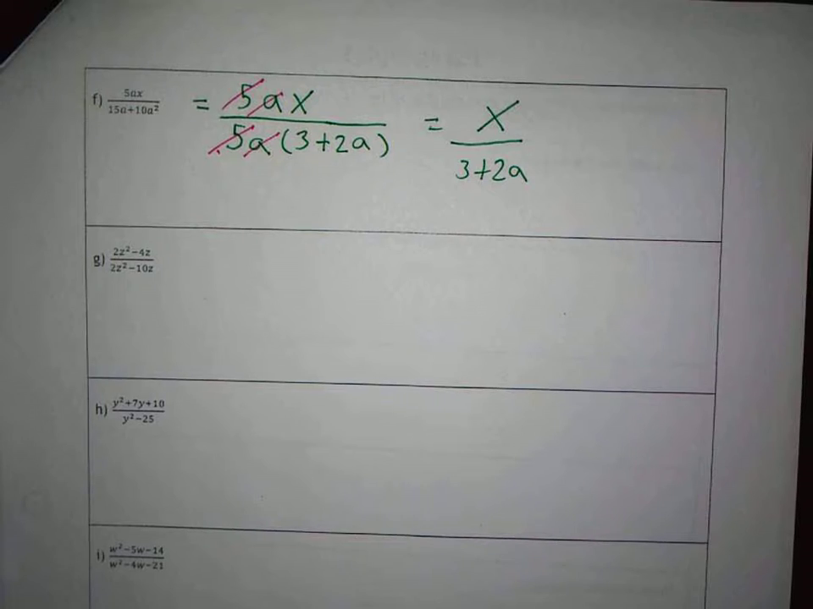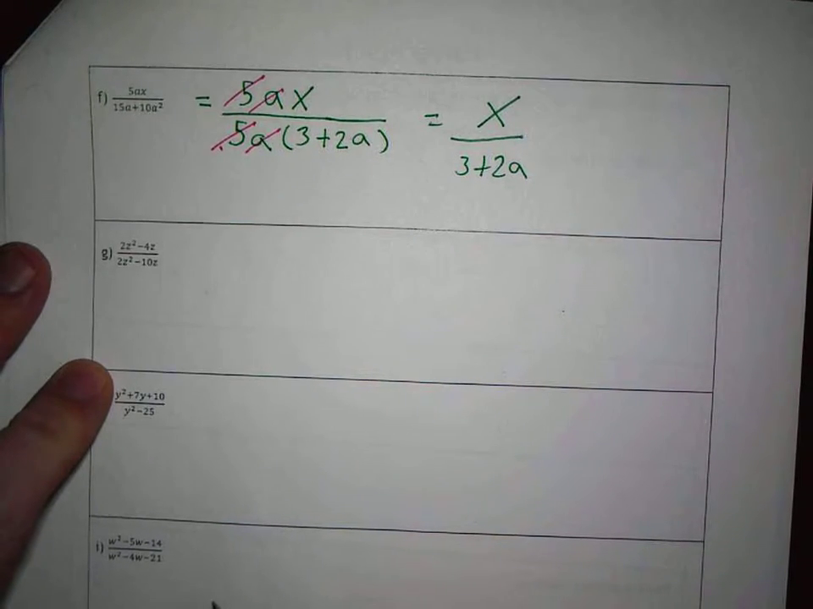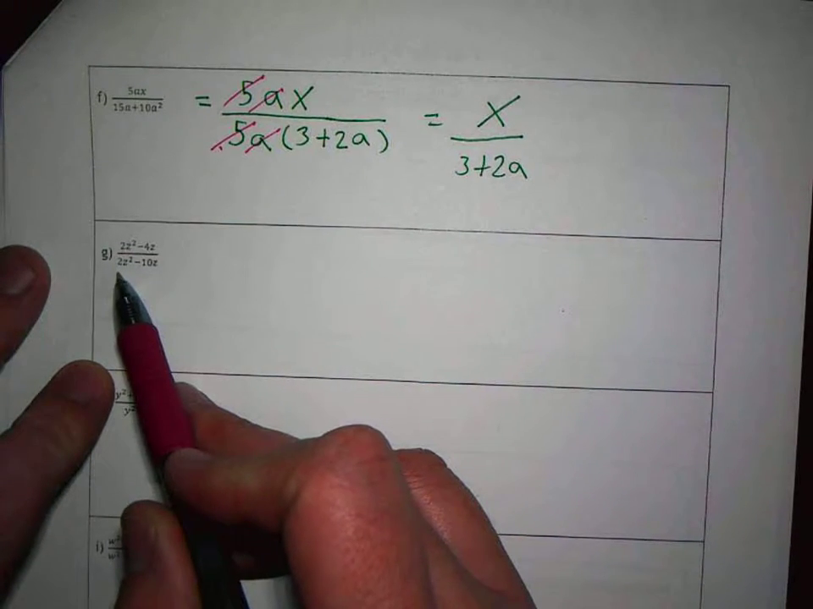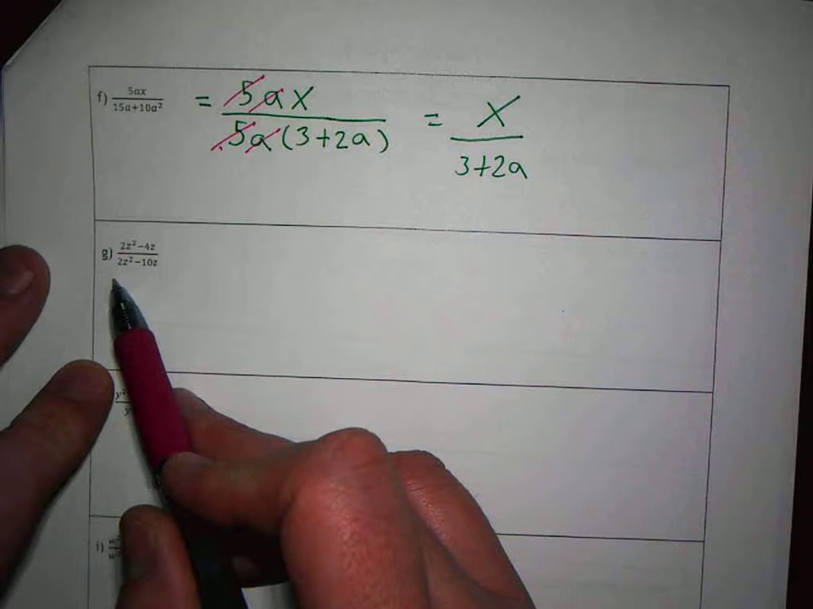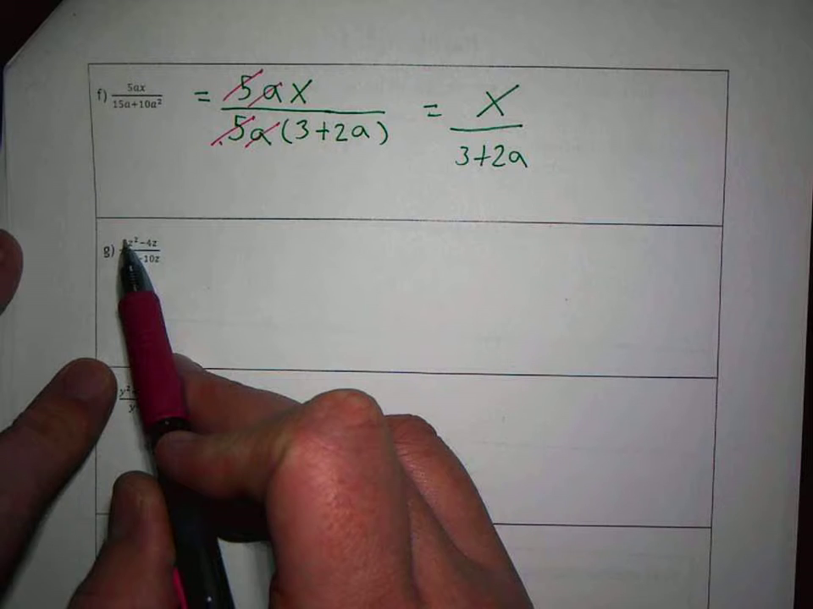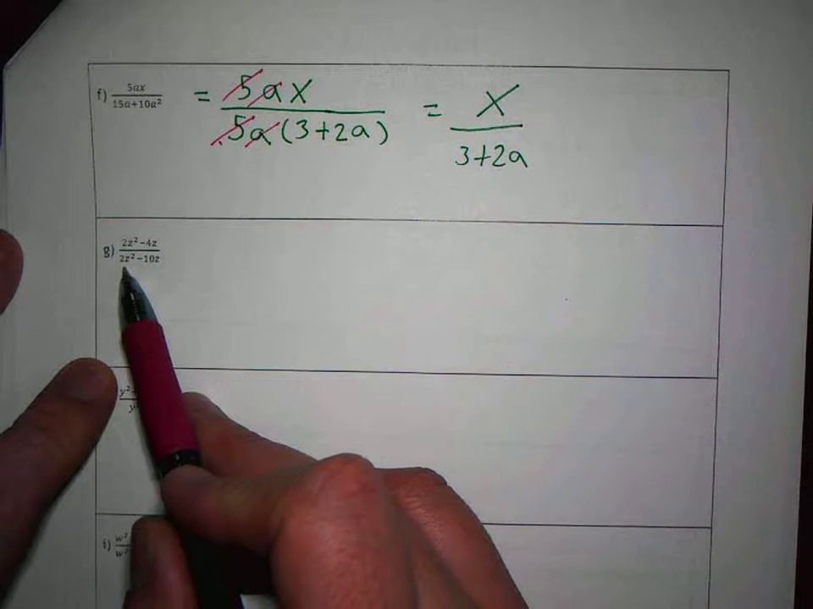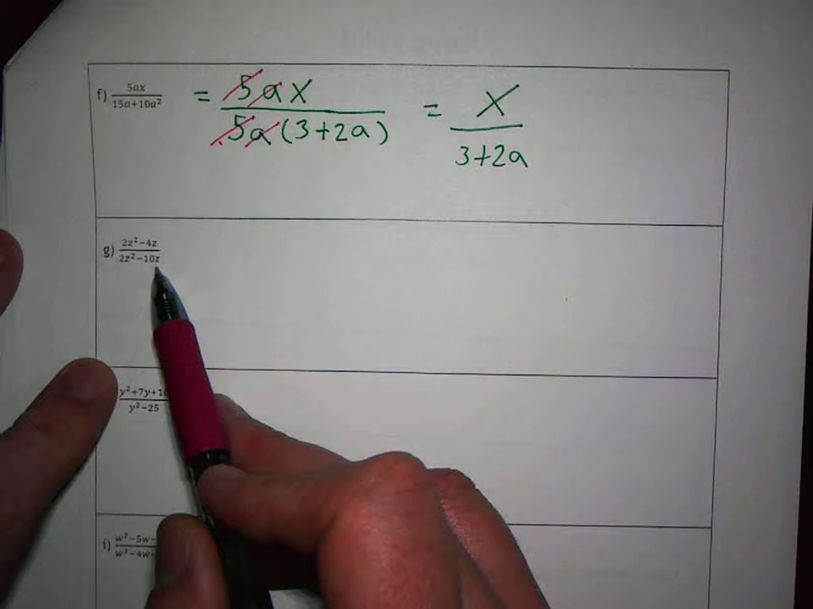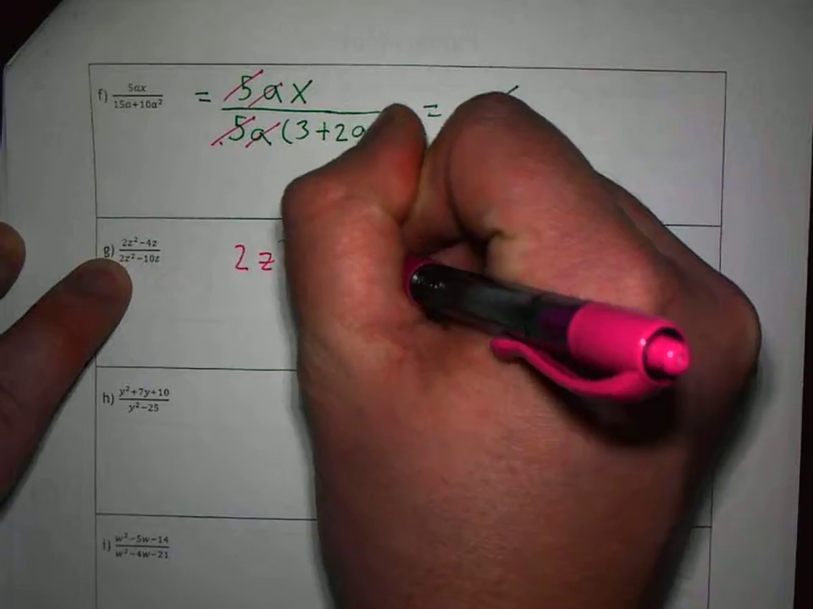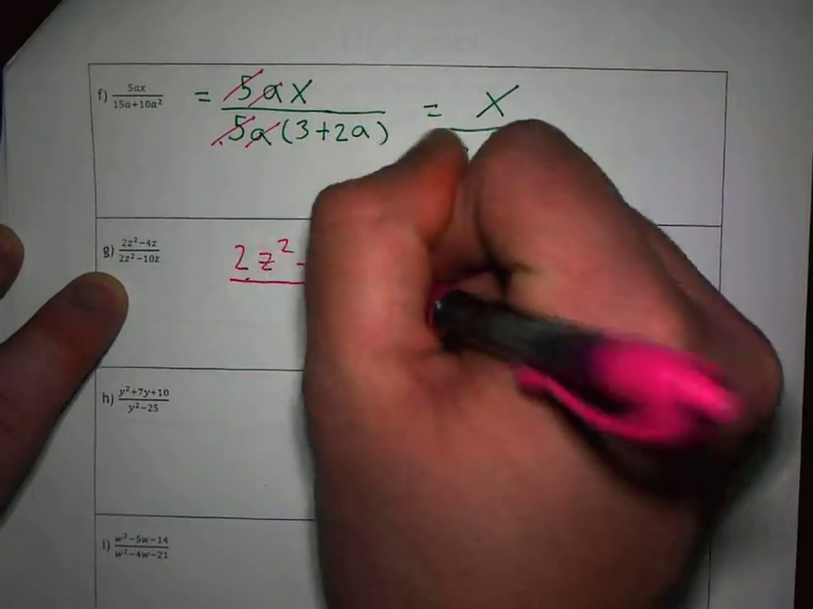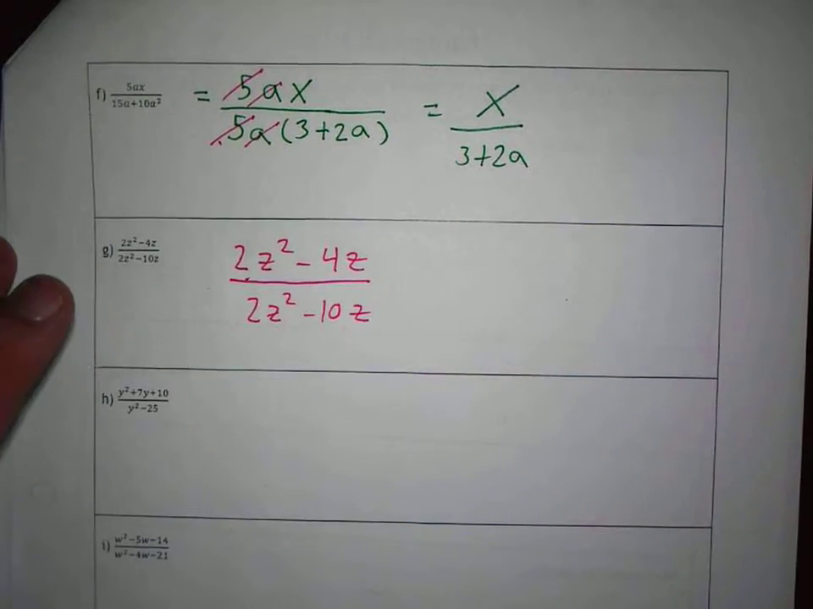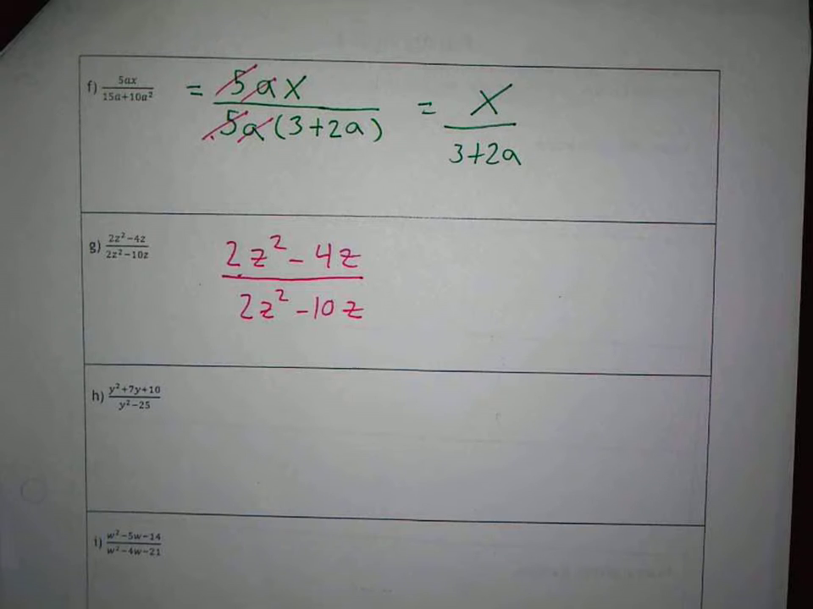For g, I don't know how often I see this. Here is the most common mistake. They go cross off. And they cross 2z squared over 2z squared, and they cross them off. You cannot do that because 2z squared is joined together with 4z, and this 2z squared is joined together with 10z. But what you can do though is pull out what you can.